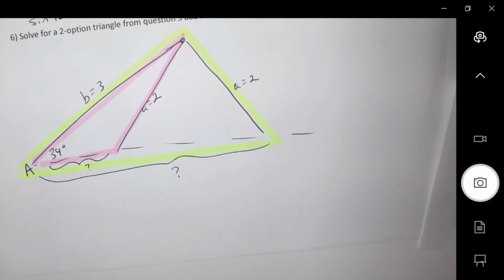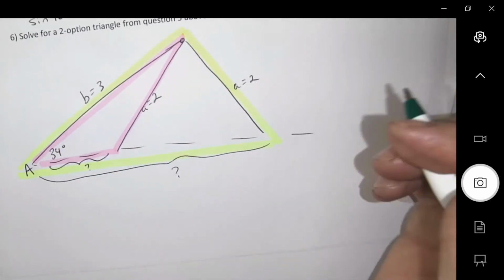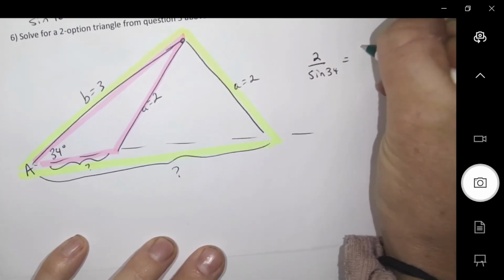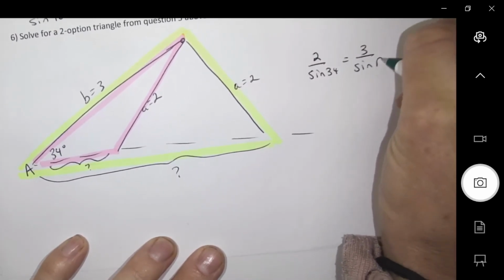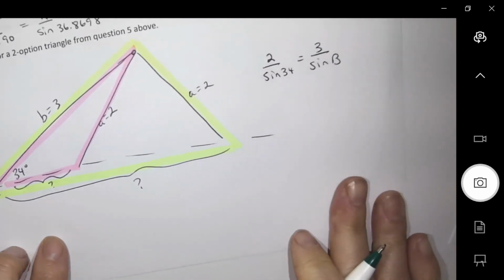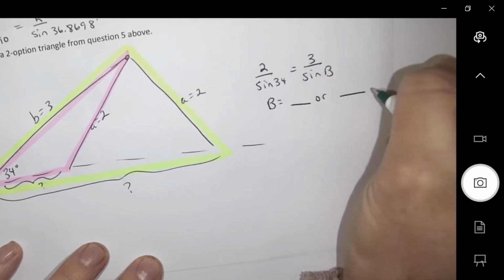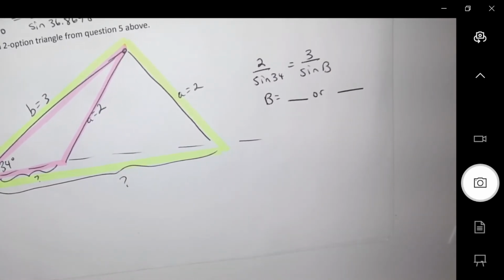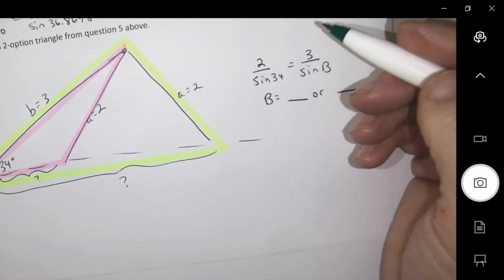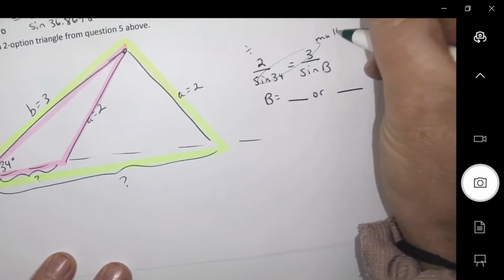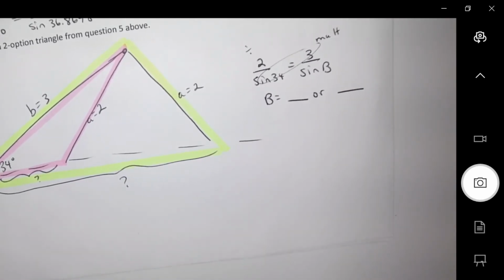Sine law pair, we have the 2 and the 34. So 2 over sine 34 equals 3 across sine B. Now don't forget, because we're having two triangles, everything has two options. So can you get me times, divide, inverse? But then on that, you're telling me the angle could be this or that.